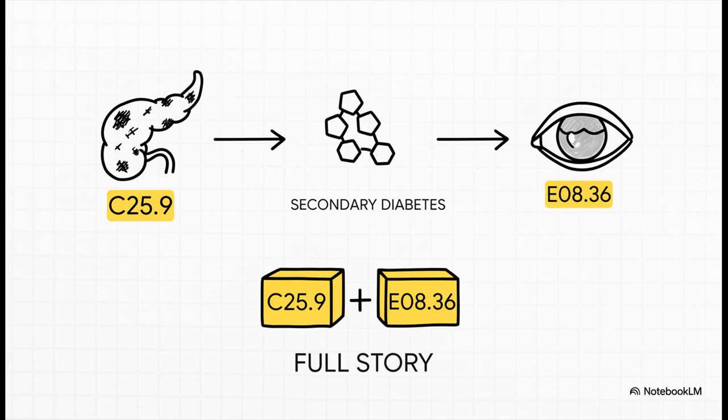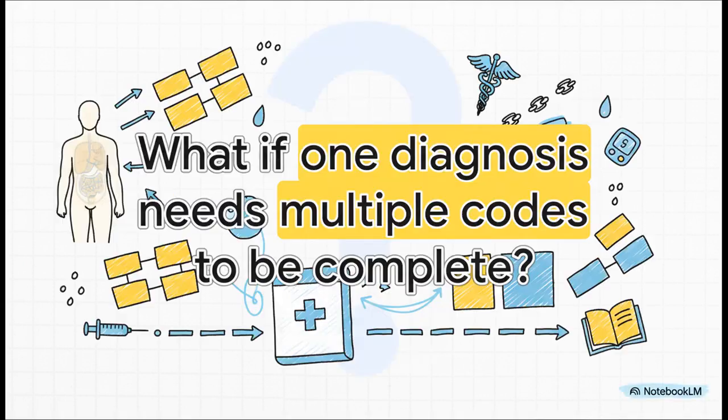The right answer is actually two codes: C25.9 for the pancreatic malignancy, followed by E08.36, which is the code for secondary diabetes with a diabetic cataract. See how you're telling the complete story? The cancer led to the diabetes, which then led to the cataract. Beautiful. All right, let's level this up.